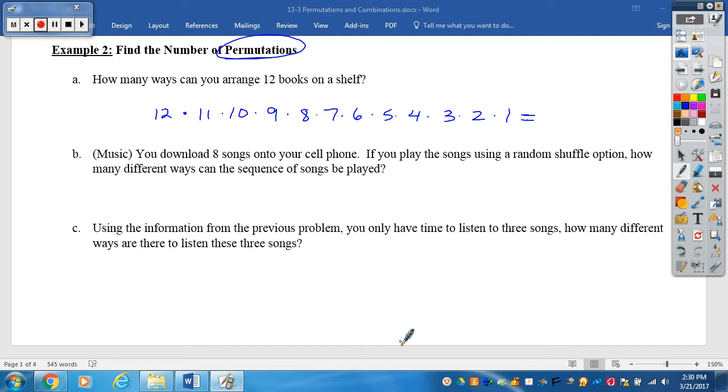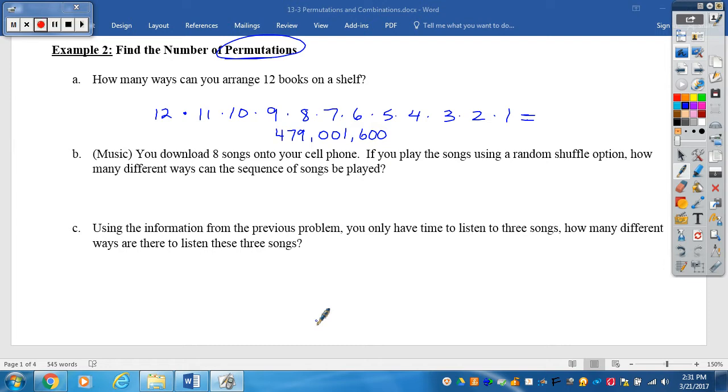And so as a result, when you work all this out, you end up with, oh, I actually didn't work this one out yet. And so I'll do that real quick. All right. Oh my goodness. A big, big number. 479 million 1,600 different ways to arrange 12 books on a shelf.